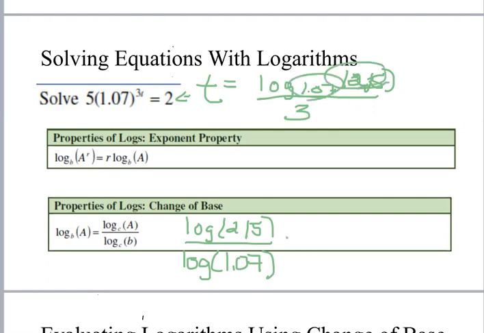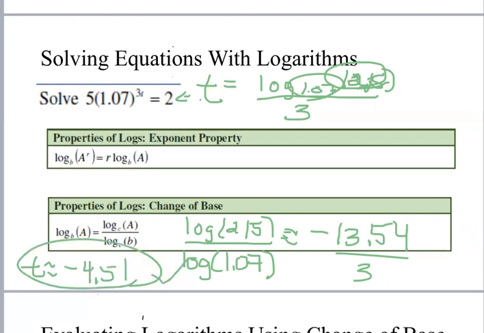And that gives us a number. We can punch that in. It's about negative 13.54. t was that divided by 3. So that tells us t is approximately negative 4.51. And we've solved the problem. It really is just a number.